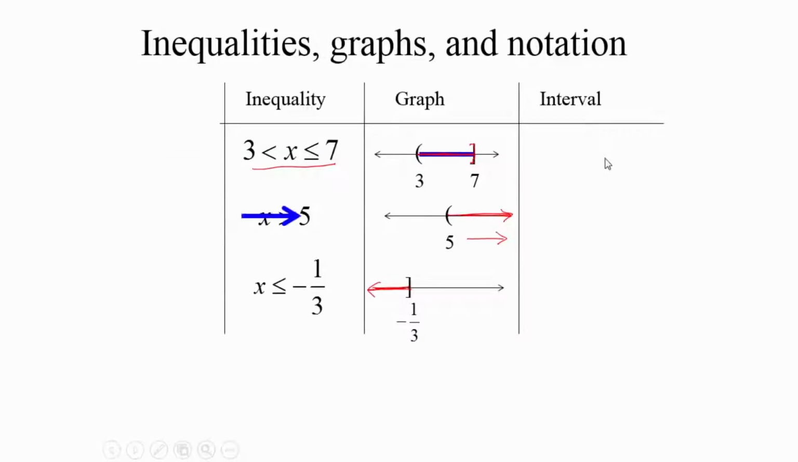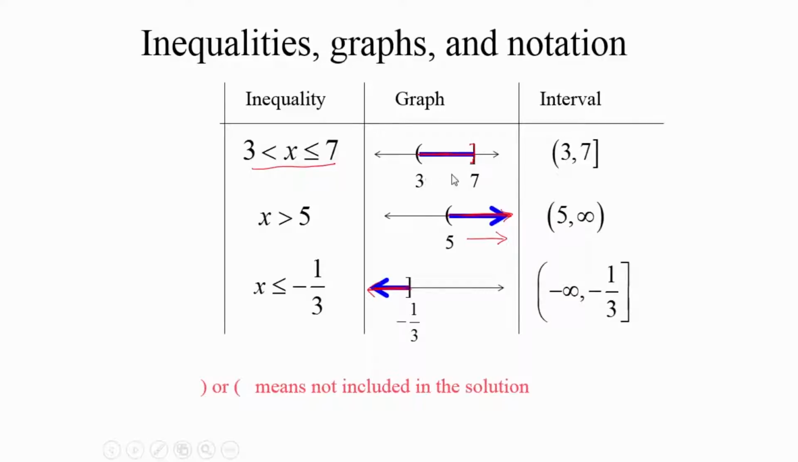You can show that in the form of an interval also. You can show it as parentheses 3 and 7 with bracket. These are all the same answer. 5 and infinity with parentheses around it, because it's greater than 5 toward infinity. Since infinity is not a number, we can never put a bracket next to infinity, whether positive or negative infinity. So infinity would have a parenthesis between 5 and infinity.